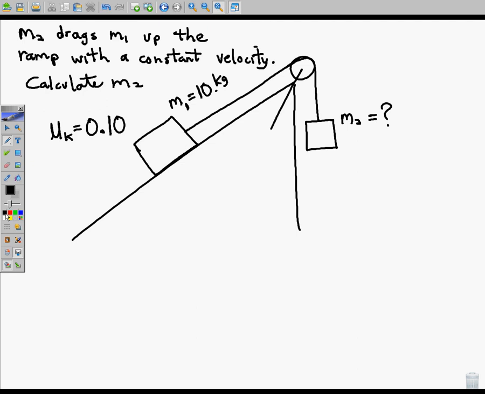Oh, we need the angle here. Yeah, we need the angle. Can you use mu k equals tan of theta? Only if it's one mass all by itself sliding down the ramp at a constant velocity. Oh, okay. Not in this case.